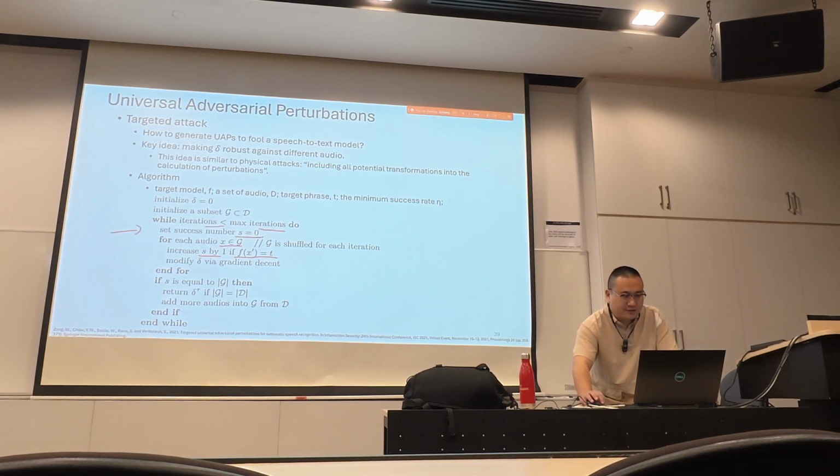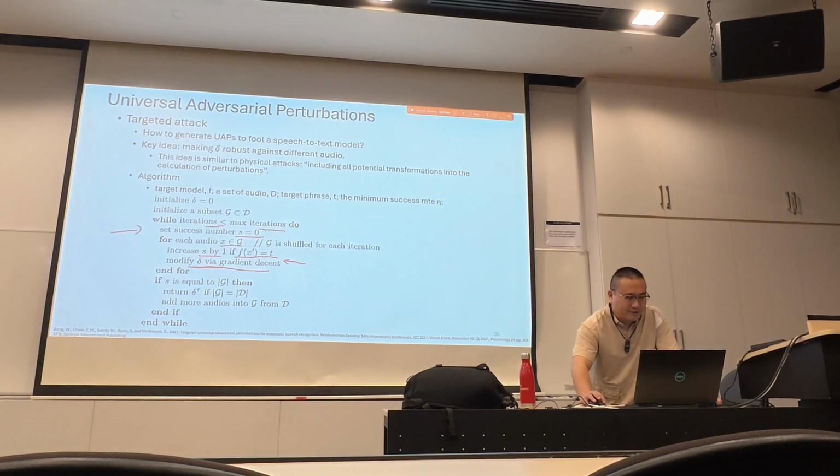And also, we modify the UAP using gradient descent. This is just a targeted attack. We update the perturbations using gradient descent, just like what we do for the PGD attack. This can improve the fooling power of the perturbation.